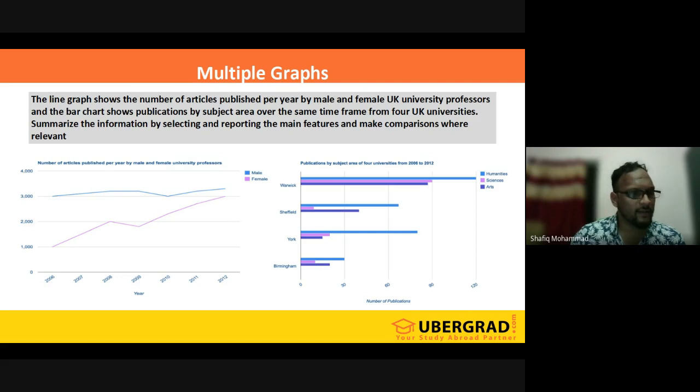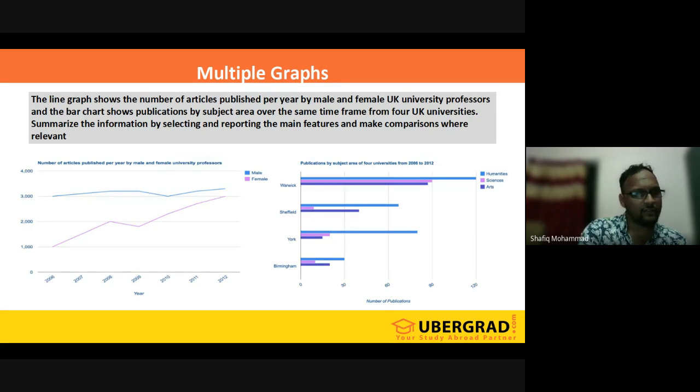Then Satya: the line graph presents information on the amount of articles published annually from 2006 to 2012 by male and female university professors in the UK. By different genders, also you can write. Like Iram has given different genders, right? You can say that too because male and female is already given. So you can type gender-wise or by different genders, like Iram has said.